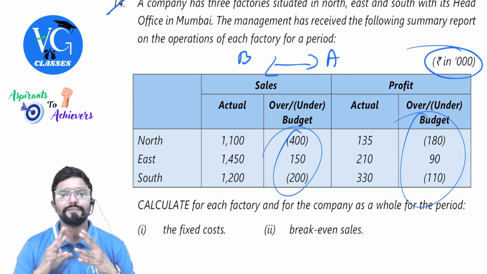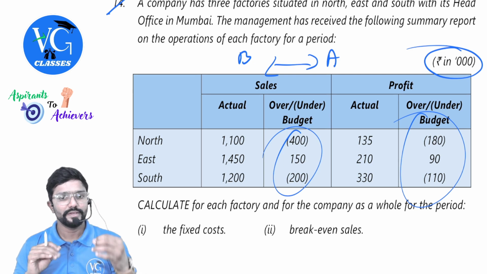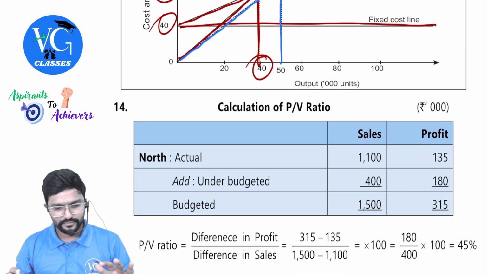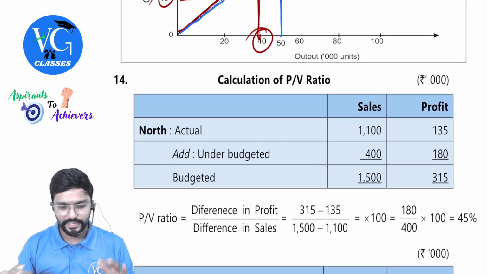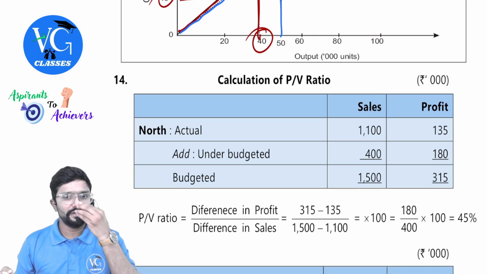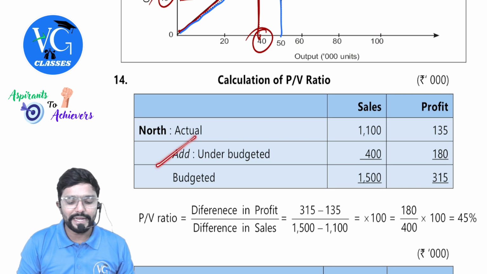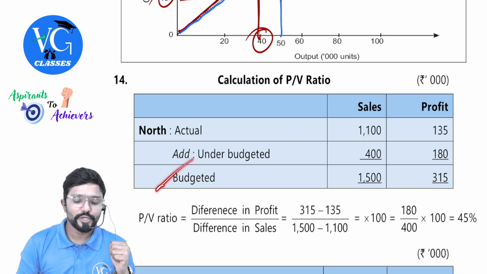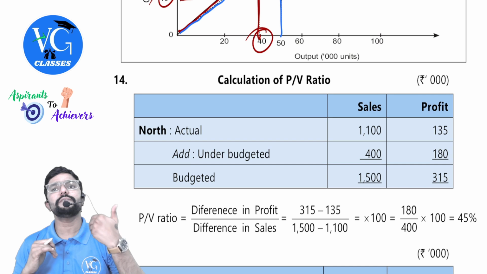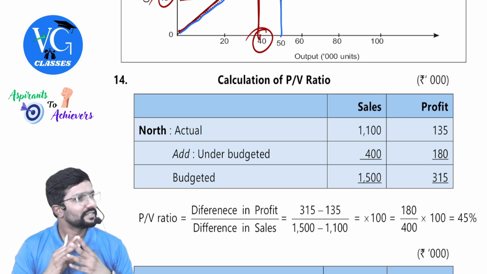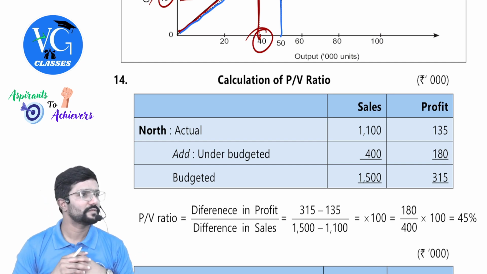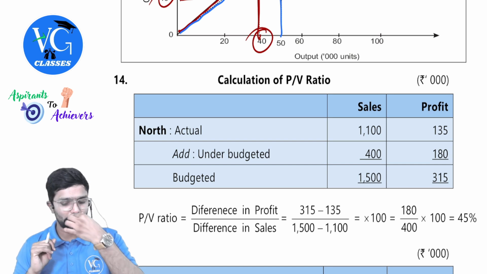Calculate for each factory and for the company as a whole for the period, the fixed cost and break even sales. Answer 14. First, actual. If it is under budgeted, add it, guys. Sir, what if it is over budgeted? Deduct it. So you will get budgeted. If I start with budgeted, then you have to do the reverse. For example, budgeted minus under will be actual.